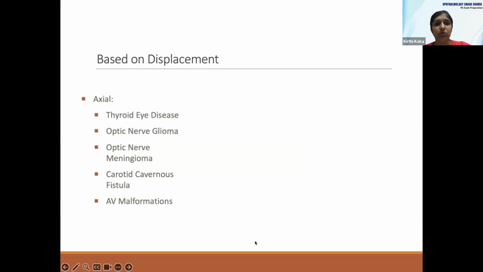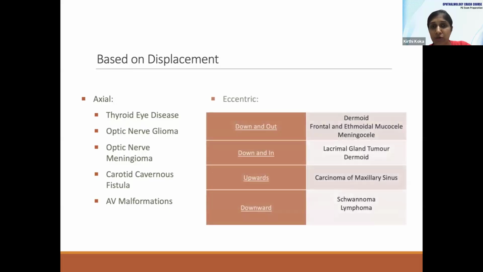Based on the displacement, sometimes the examiner can ask you what the DDs are. Once you say that it is an axial proptosis, they will ask you for the DDs. So axial is just coming straight forward. So it has to be things like thyroid, anything which involves the optic nerve. So it can be a glioma or a meningioma, a CCF or AV malformation.